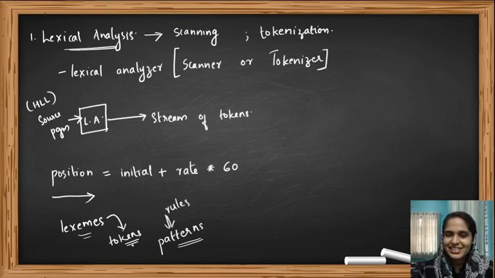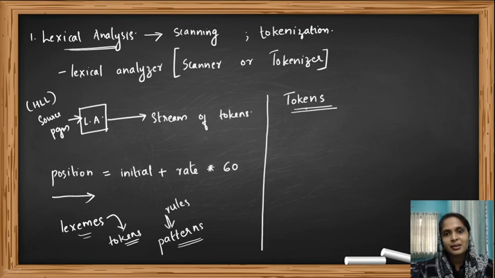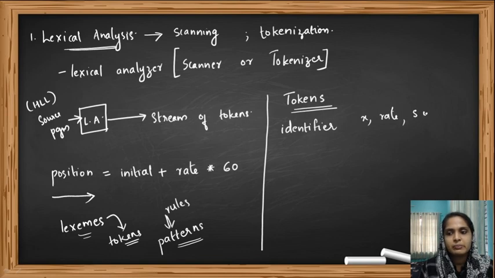And what are these tokens? Tokens are the building blocks of a program. That means there are different types of tokens. For example, identifier is a token. Identifier means the variables. For example, X is an identifier, rate is an identifier, sum is an identifier. All these variables that we use in our program are identifiers.